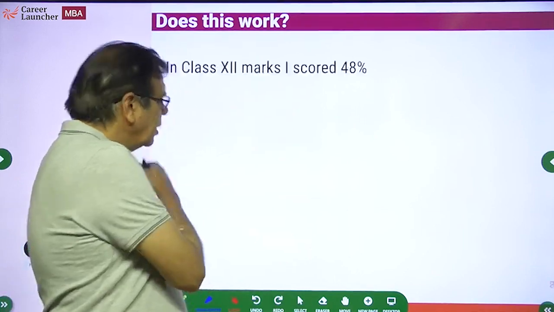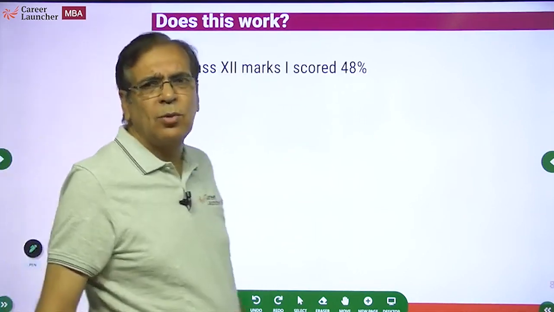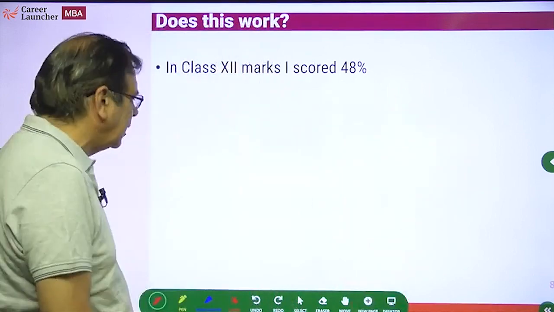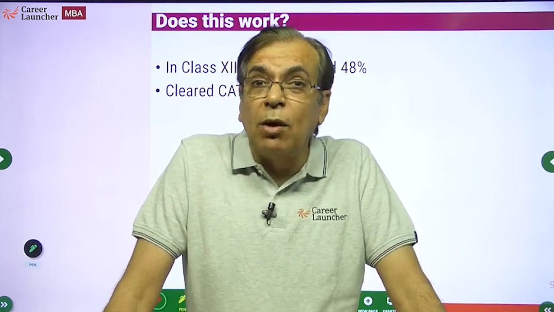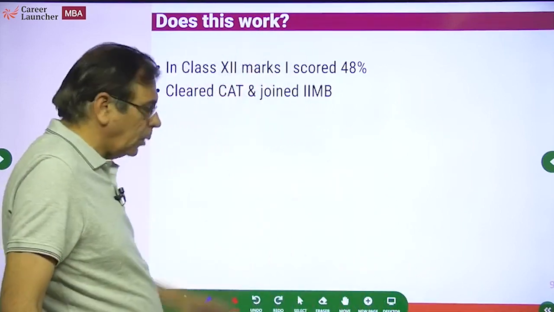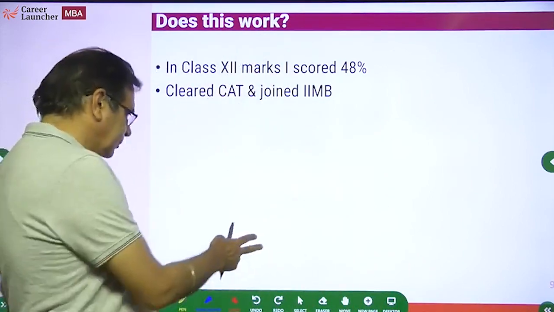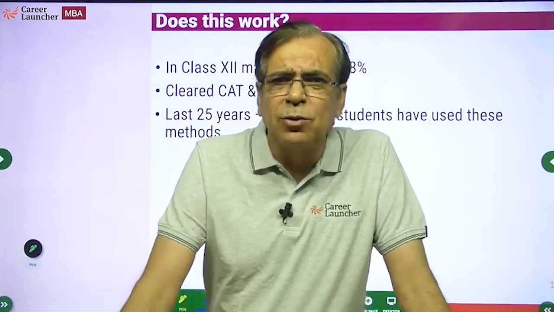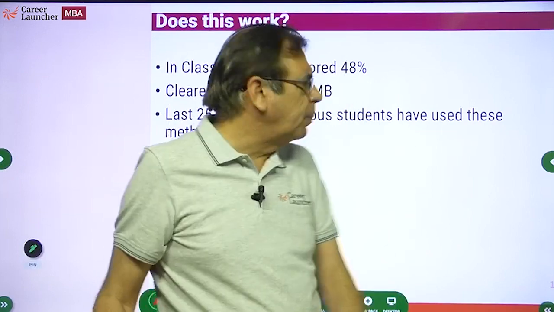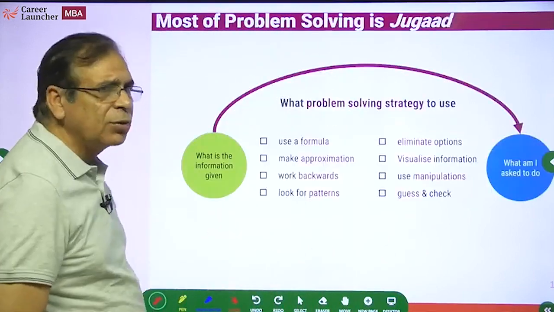Let me give you a start. This is what I scored in class 12th maths, 48% marks. Okay? What does that mean? Obviously, I don't know maths. Maths se mera koi dost raasta ka lena dena nahi hai, but I cleared CAT, I did my MBA from IMB. Obviously, I would have cleared the section called the QA, and also would have done well in DILR, both of which, as per popular perception, require mathematics. Okay. Last 25 years, a large number of my students have used these methods and gone into the top institutes, and you could check up with your seniors also.